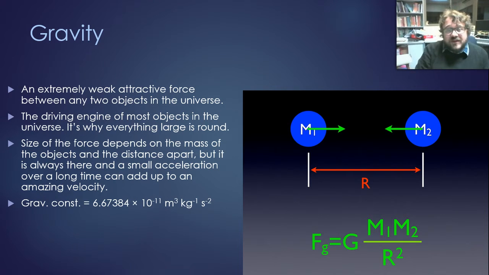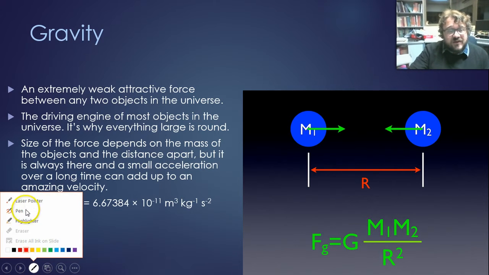We also have the gravitational constant, which is this number here. The way this works is the mass of object 1 times the mass of object 2, divided by r squared, which is the distance between them, measured from the very center. So mass 1 times mass 2 divided by r squared, and this is all multiplied by the gravitational constant.